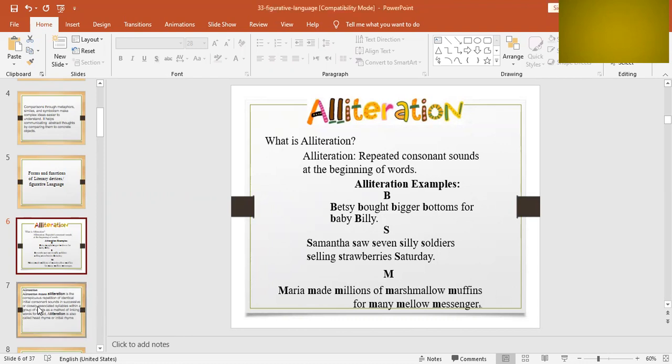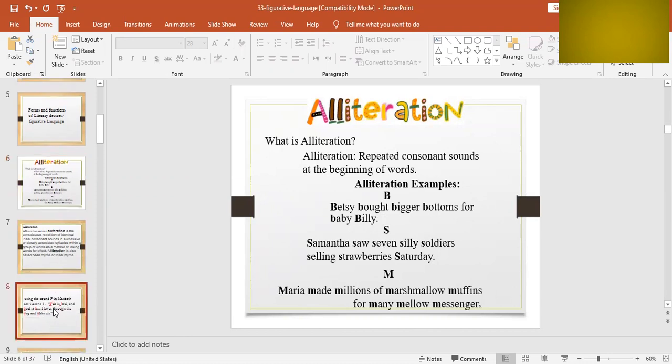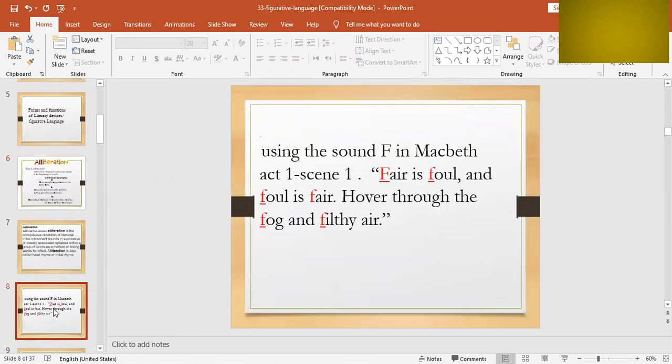Now here, slide 7, as explained, slide 8, using the sound F in Macbeth. Here is an example. Using the sound F in Macbeth, Act 1, Scene 1: Fair is foul and foul is fair, hover through the fog and filthy air.